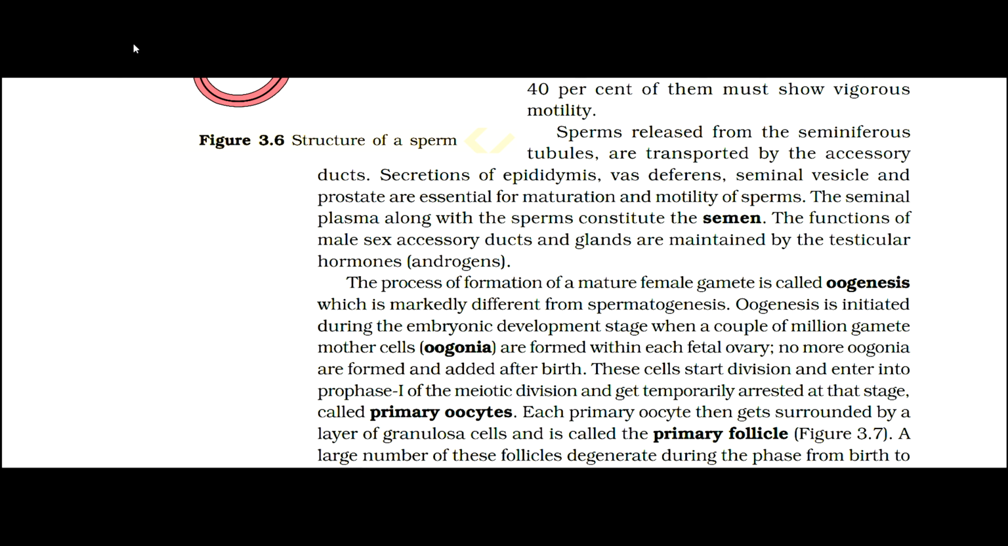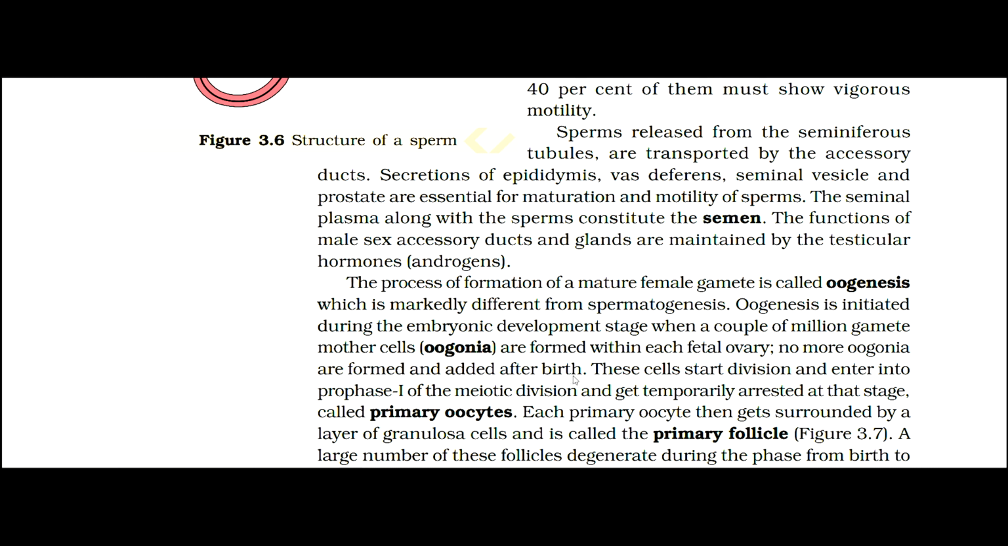The process of formation of a mature female gamete is called oogenesis, which is markedly different from spermatogenesis. Oogenesis is initiated during the embryonic development stage when a couple of million gamete mother cells, which is oogonia, are formed within each fetal ovary. No more oogonia are formed and added after birth.